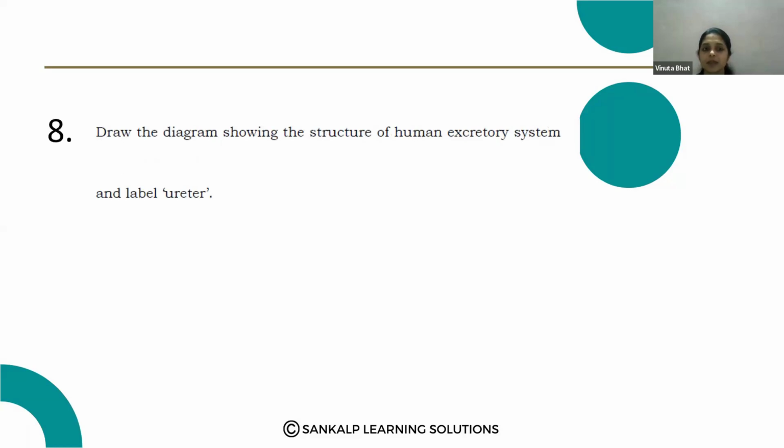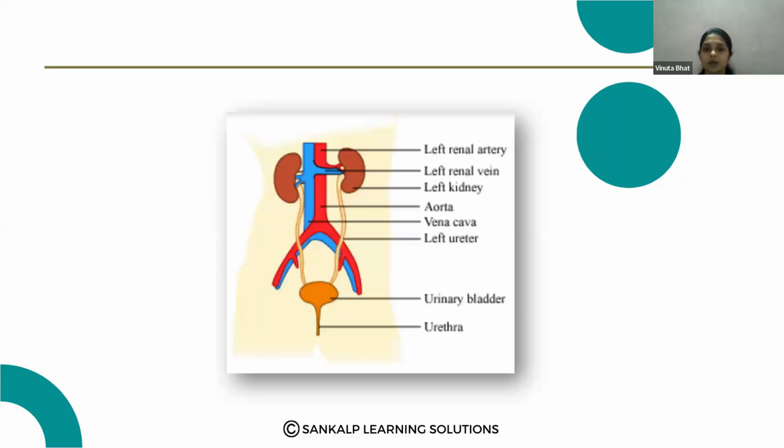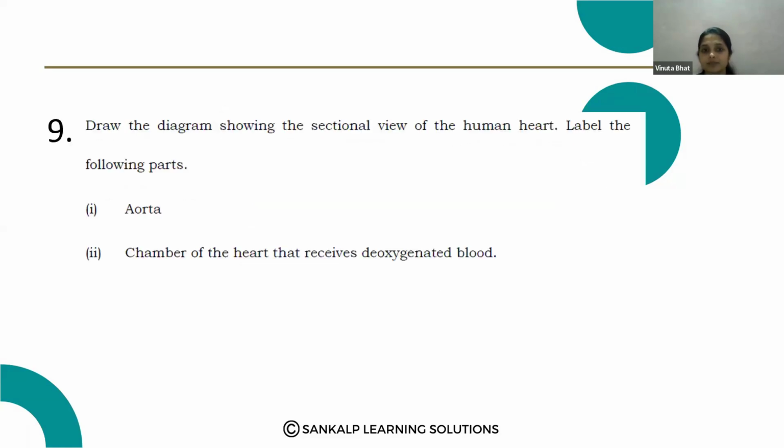Next question. Draw the diagram showing the structure of human excretory system and label the ureter. So this is also one of the important questions. Yes, you have to label the ureter and practice all these labelings.